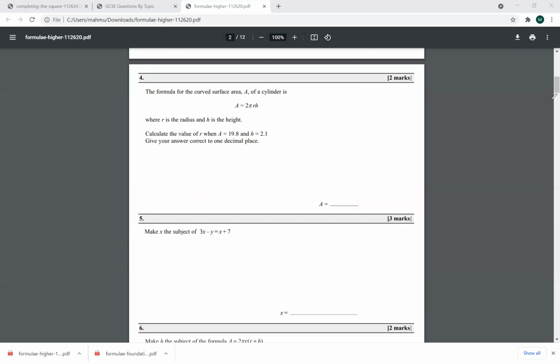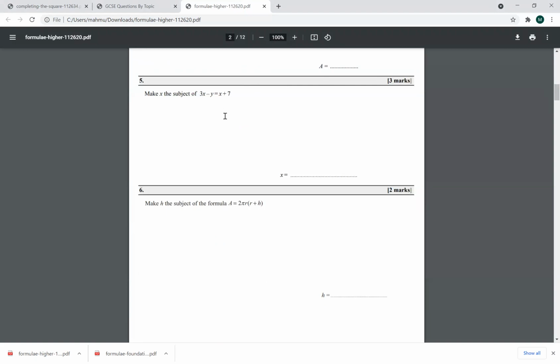Okay, now you do the way I ask you to do it. Find X now. So rearrange it and find the value of X. That should be quite easy. That's not hard.